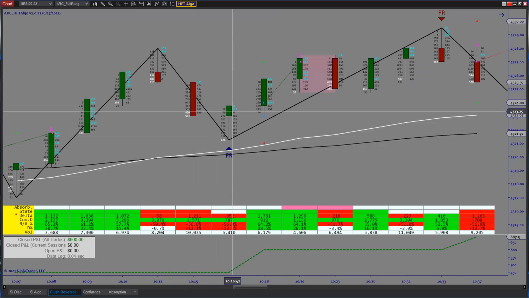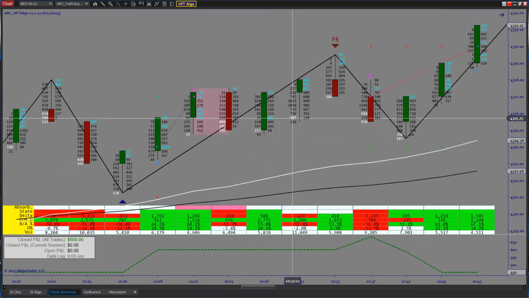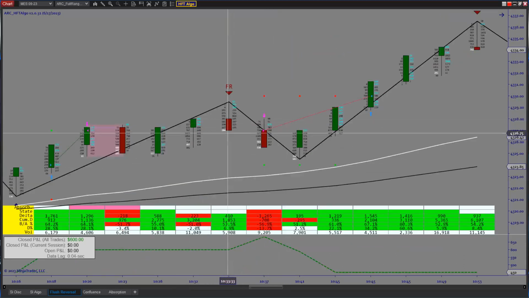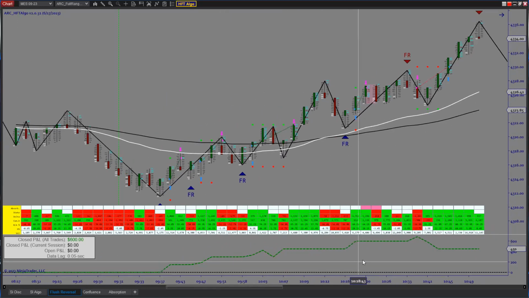Coming in again, see it again. Negative net delta. Positive close. There's the trade. Positive net delta. Negative close. You got stopped out. Oh, well.